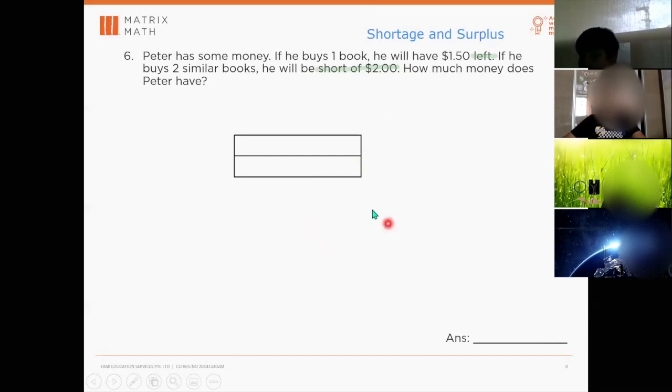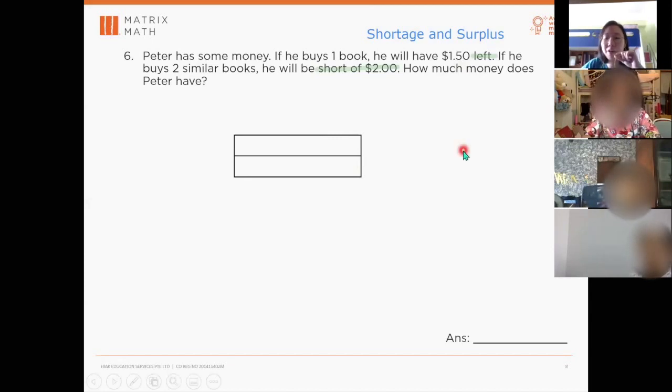Now let's do the first scenario first. If he buys one book, he will have $1.50 left. Now, where is my $1.50? Outside the model or inside the model? Inside, because it's what you're left with. Who said that? Amber. Yes, your $1.50 left is inside the model because it's still part of Peter's money originally.